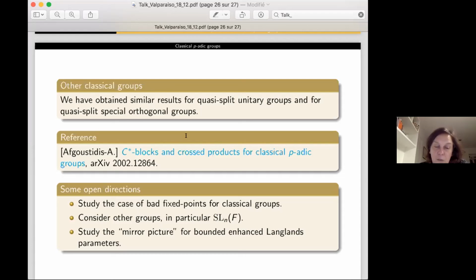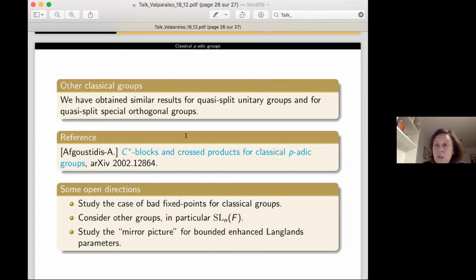Another direction would be to study what I call the mirror picture. Using the Langlands correspondence, assuming that we have it, we get a similar picture on the Galois side, in which the Langlands correspondence should parameterize irreducible tempered representations by bounded enhanced Langlands parameters and discrete series by discrete enhanced Langlands parameters. So if you assume the Langlands correspondence, it's of course possible to state the same result at the level of enhanced Langlands parameters, but maybe it's also possible to prove it directly for enhanced Langlands parameters.